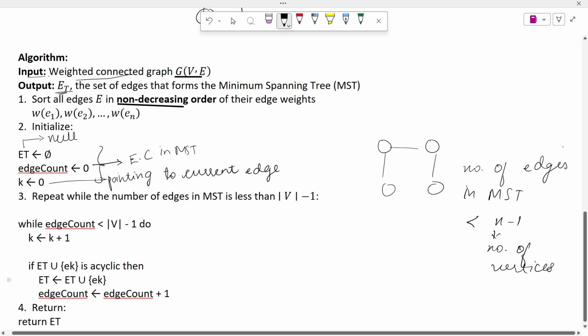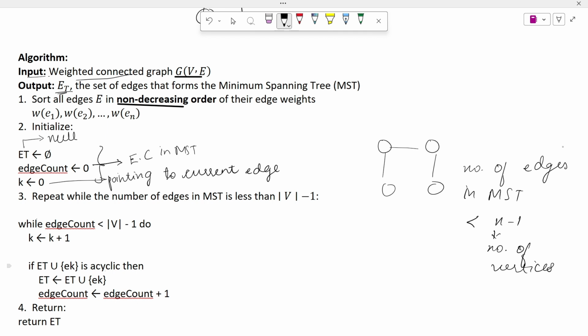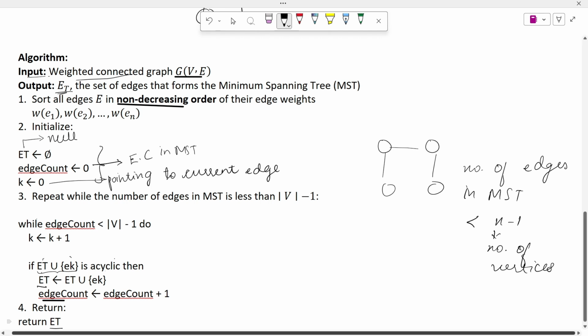We have to then check if it is cyclic or acyclic. So if the union of the MST edge and the given graph edge is acyclic, then we are taking this union, the whole union, as an edge in MST. And then we'll be incrementing the edge count by 1. Then we have to return the ET, that is the edges in MST.